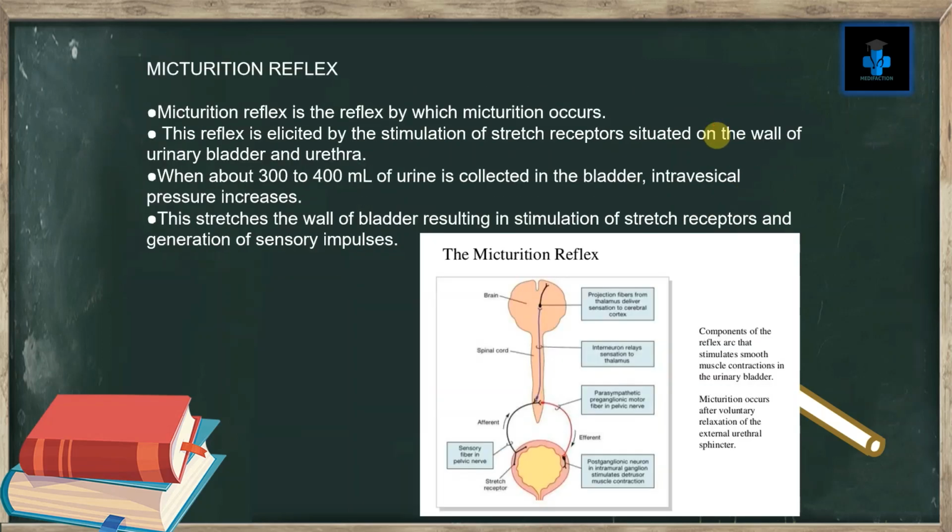Micturition reflex. Micturition reflex is the reflex by which micturition occurs. The reflex is elicited by the stimulation of stretch receptors situated on the wall of the urinary bladder and urethra. When about 300 to 400 ml of urine is collected in the bladder, intravesical pressure increases gradually. This stretches the wall of the bladder, resulting in stimulation of stretch receptors and generation of sensory impulses.